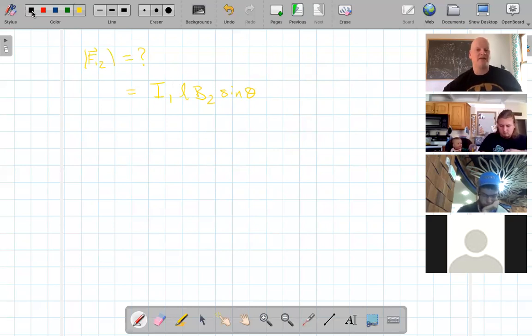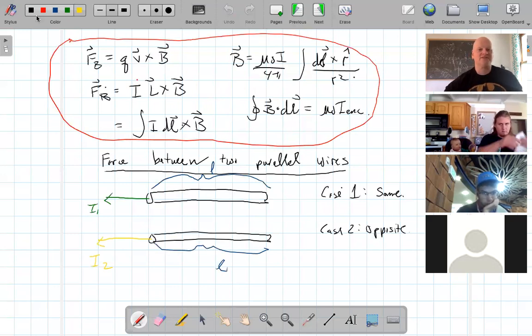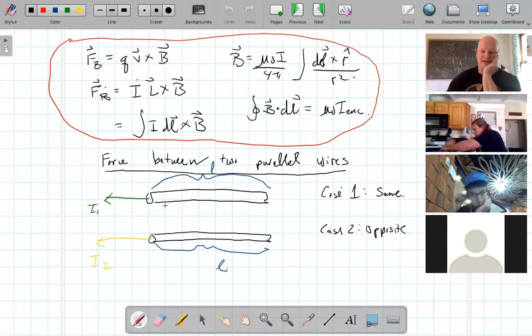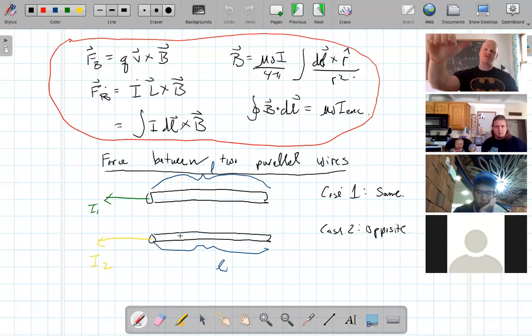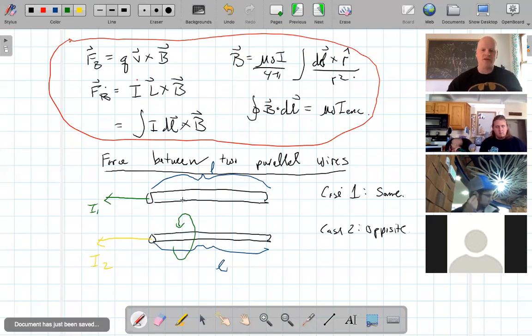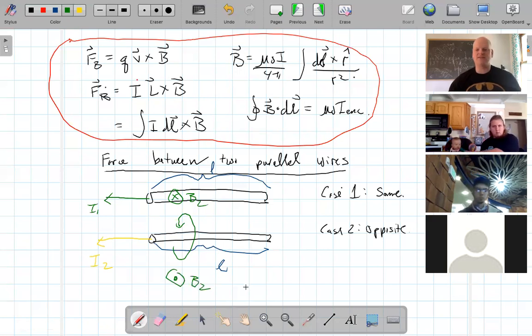Now, let's think about each one of these. So let's go back a slide. Good. So this one has current going in this direction, and we want to know what is the direction of the magnetic field on wire one from wire two. So here again, we're going to use right hand rule number one. Right hand rule number one says we put our thumb in the direction of the current, and our fingers curl around in the direction of the magnetic field. So in this case, our magnetic field is going to curl around in this direction. What that means is anywhere above wire two, the magnetic field is going in. So this is B2. And anywhere below it, the magnetic field is coming out.